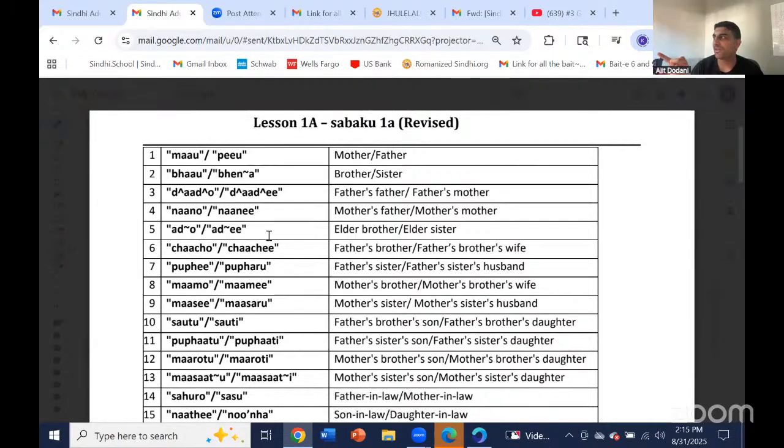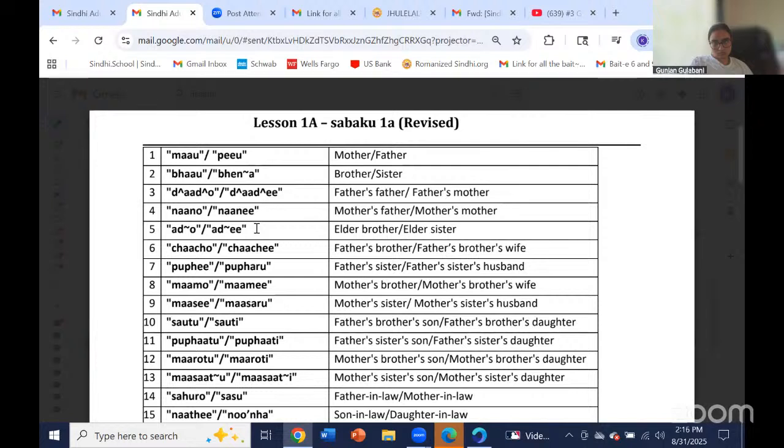I've never heard these titles before. Is this only for the absolute eldest, or is it any elder brother? Not any. It used to be very common in Sindh because the age difference was so much between the youngest and the oldest. The younger children used to call their elder brothers or sisters Addo and Adi. They will not call them by name.